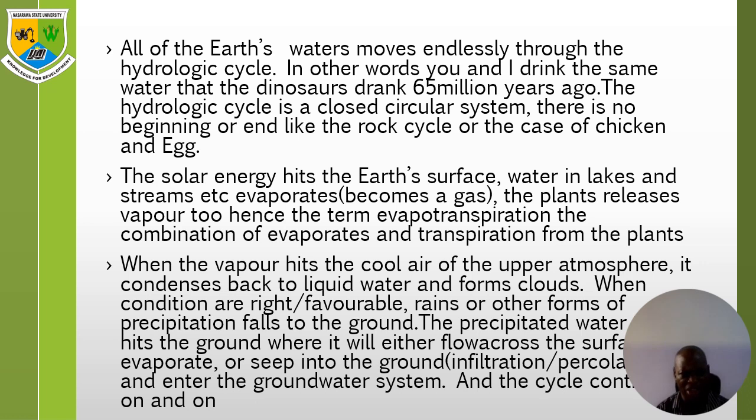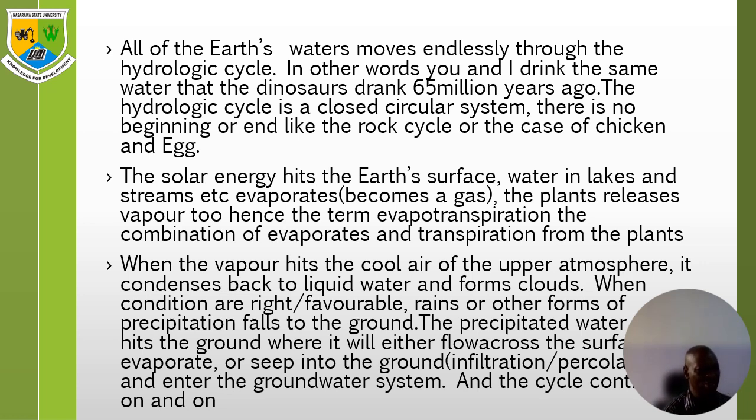Of all the earth, water moves endlessly through the hydrologic cycle. In other words, you and I can drink the same water that dinosaurs drank 65 million years ago. The hydrologic cycle is a closed cycle system that has no beginning and no end, like the rock cycle, or the case of chicken and egg, like I said earlier.